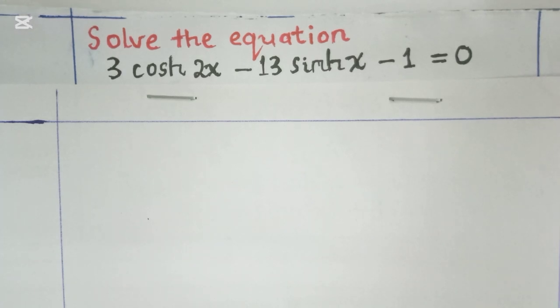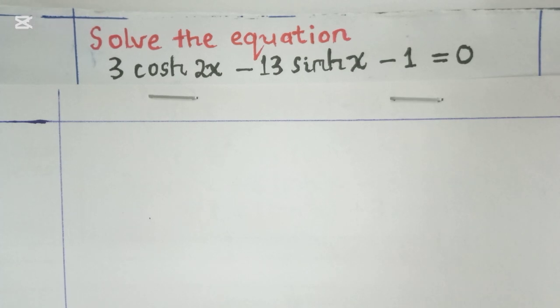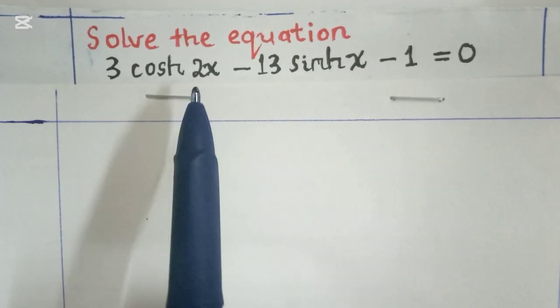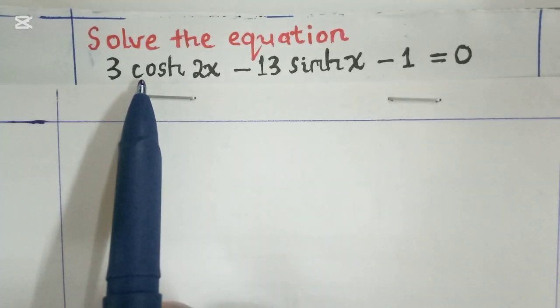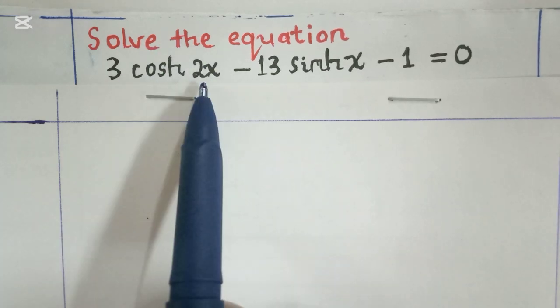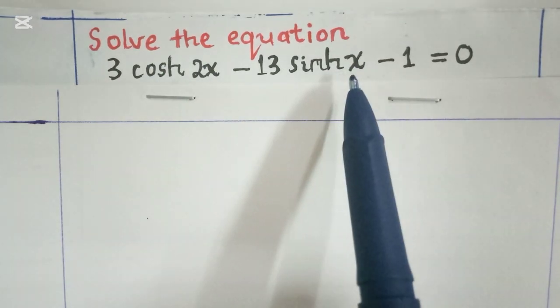We solve this problem. First of all, I read it. Solve the equation 3 cosh 2x minus 13 sinh x minus 1 equals 0. So guys, we now focus on this question. And as we do this question, let's think about how we can convert this cosh 2x into sinh x.